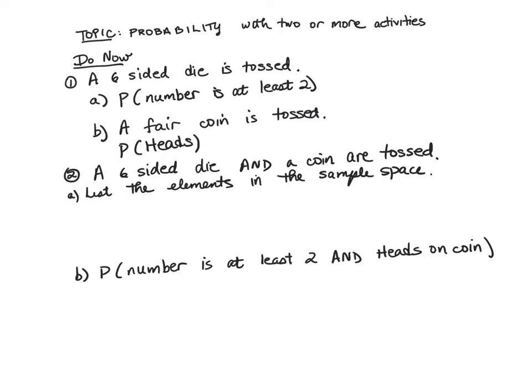A six-sided die is tossed. What is the probability that the number is at least 2? Well, at least 2 implies that the number can equal 2 or be greater than 2. So we could have a 2, 3, 4, 5, or 6, and that probability would be 5 out of 6.